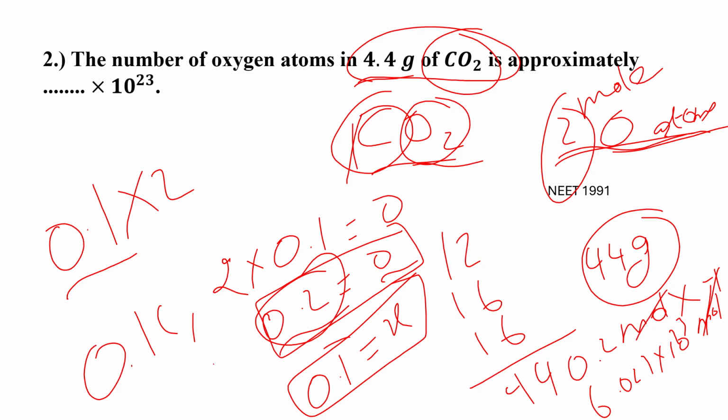Finally, I have the answer in atoms. If you multiply per mole and mole, the two units are cancelled. The final answer will be in the unit of atoms. If you multiply 0.2 with 6.023 into 10 to the power 23, you will end up with around 1.2 into 10 to the power 23. This is a way to solve this type of question. Basically, we initially have moles of oxygen atoms, then by multiplying with Avogadro's number, we convert it into just atoms.